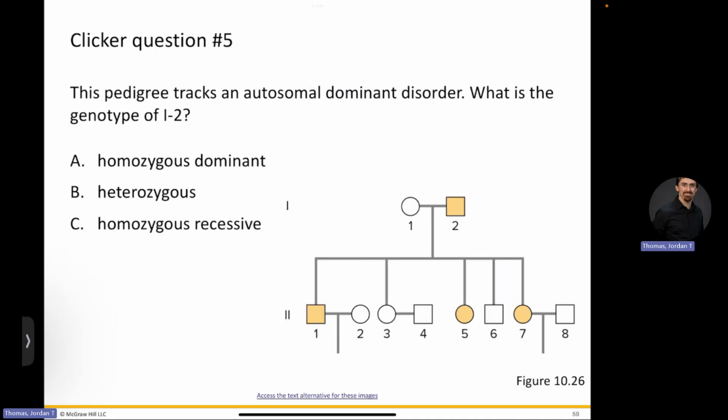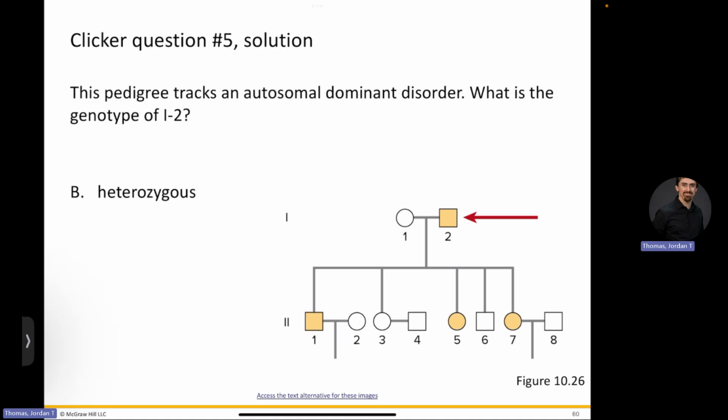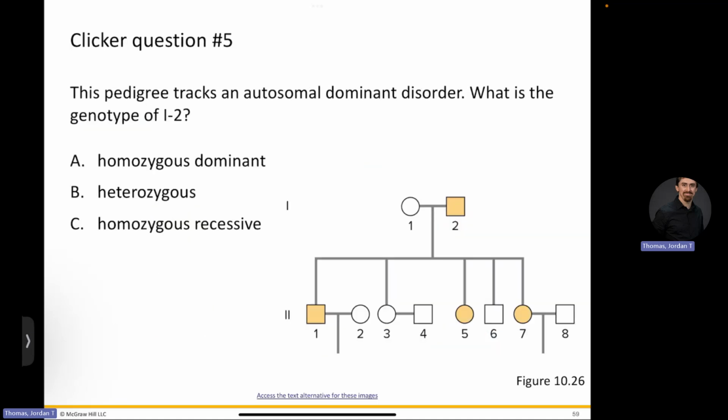So let's go over this question. This pedigree tracks an autosomal dominant disorder. What is the genotype of I2? So we're looking at the genotype of this one. Pause, think about it, we'll come back. This is a harder example.